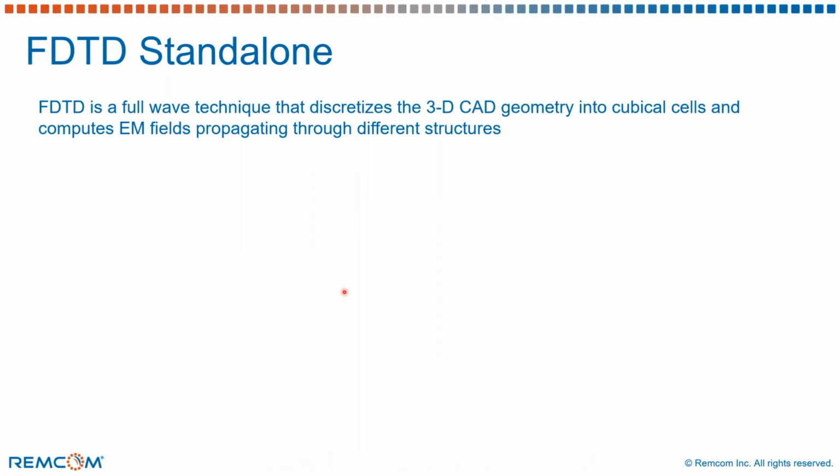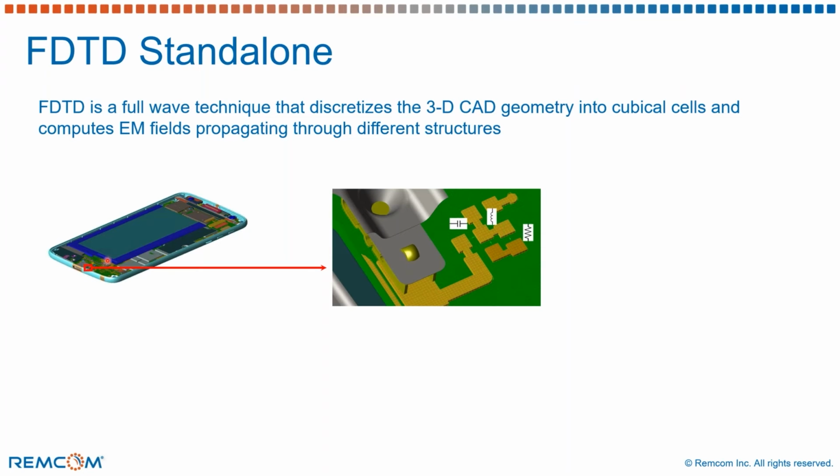So XFdtd is a full wave solver based on the finite difference time domain technique, which solves Maxwell's equations to get the electric and magnetic fields of different components in time domain. In such an approach, the CAD geometry is discretized into small cubical cells in space. And in this case, we have a phone model, which is modified.